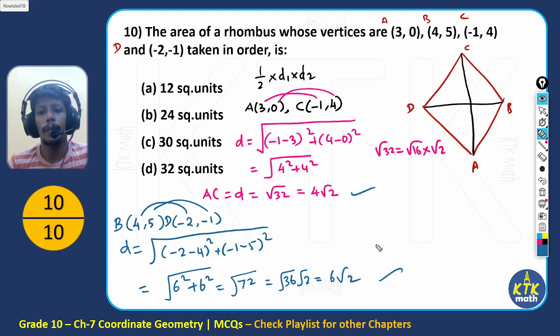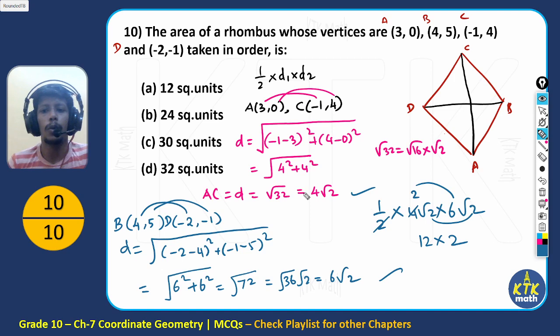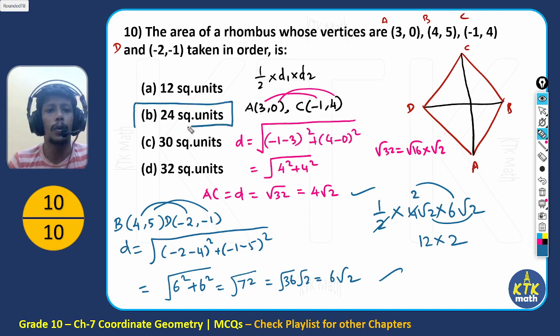Now substitute in the formula: half times diagonal 1, which is 4 root 2, times diagonal 2, which is 6 root 2. So I can cancel the half with the 2. 2 into 6 is 12, and root 2 into root 2 is only 2. So 12 times 2 is 24 square units, which is the answer.